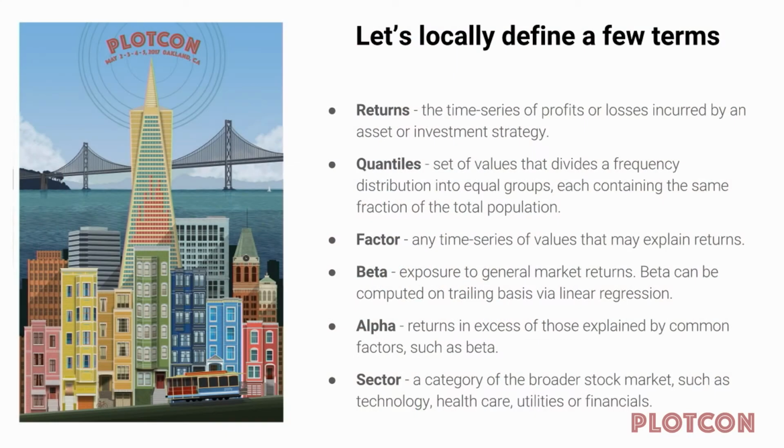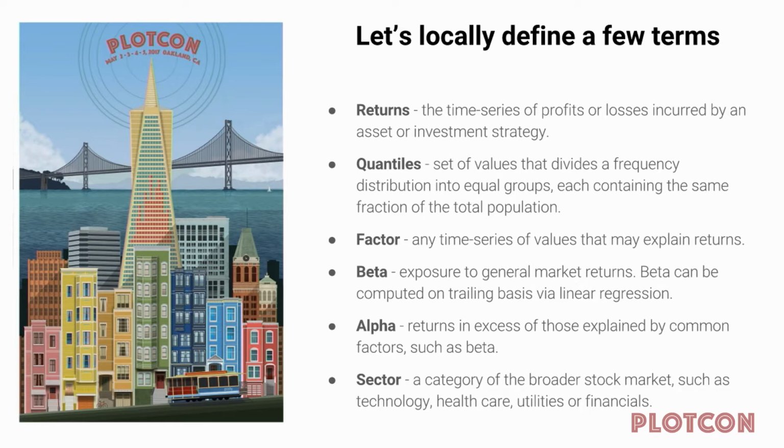The next one is factor. That can mean a lot of different things in a lot of different fields. In quant, it means a time series of values that may hopefully explain future stock returns. So that's the predicting the future part that I'll talk about, which turns out to be extremely challenging to do. Beta, we specifically use to mean exposure to general market returns.